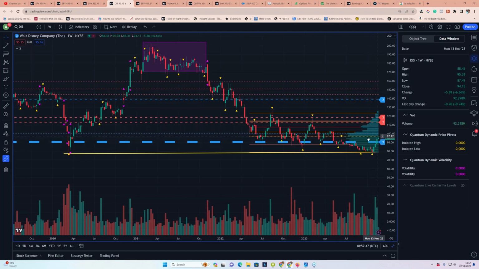Now it's at the volume point of control, but it's got a long way to go and a real grind higher, because it's got to get through all this volume resistance as well that is around the volume point of control.